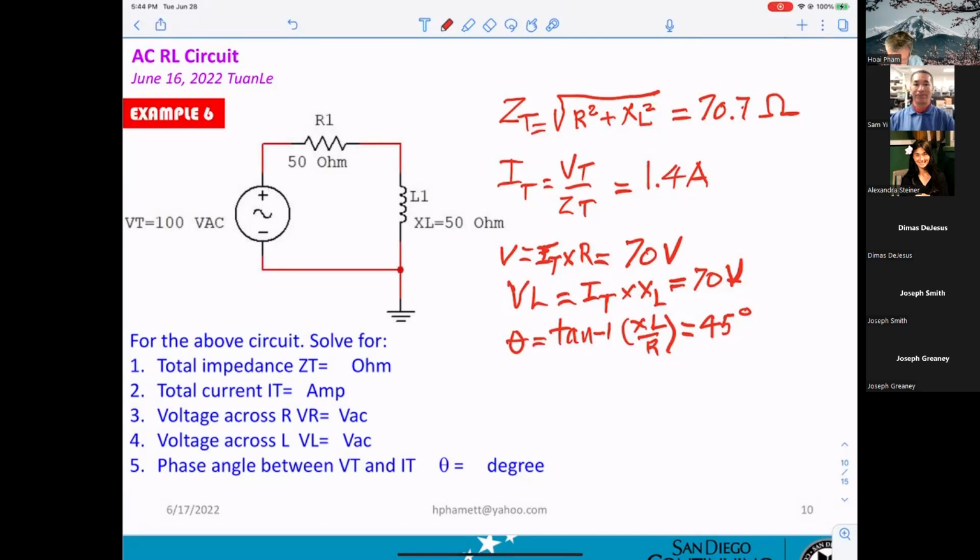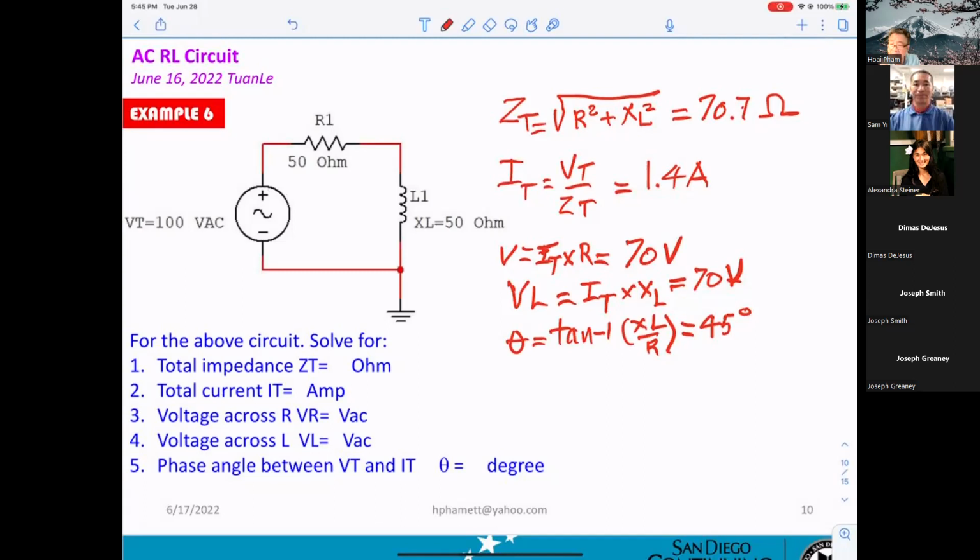Let's see. XL equals 50, sorry. 50 divided by 50. Hey, Mr. Pham, can I say one thing? Yeah. For the students, if you hit tan, that gives you the decimal or ratio. But tan⁻¹ is the same as saying arctan, which means you want to get the angle. Exactly.